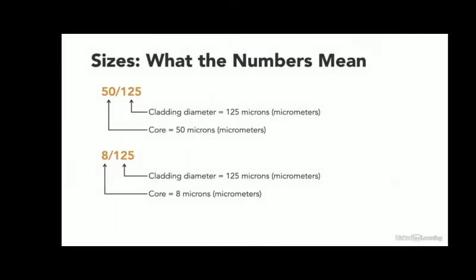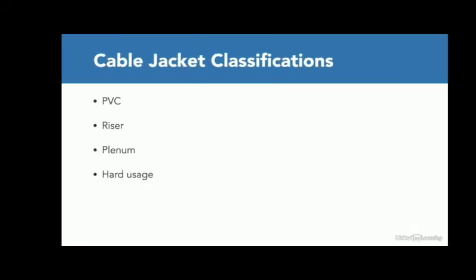What are the sizes? What do the numbers mean? 50 over 125 means that the core is 50 microns, which means it's a multi-mode fiber optic cable, and the cladding is 125 microns. 8 over 125 means the core is 8 microns, which means it's a single mode fiber optic cable, and the cladding diameter is 125 microns.